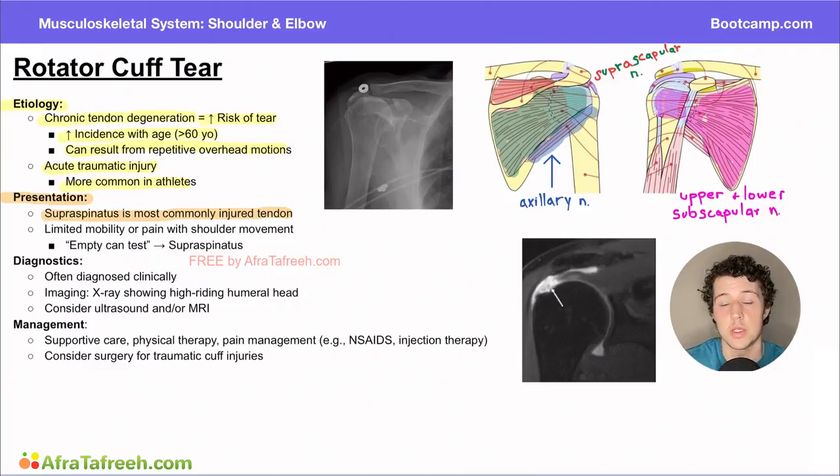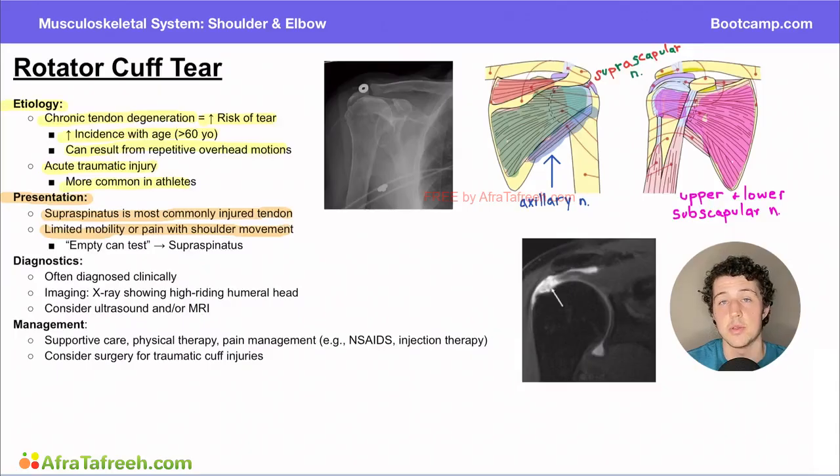In patients with this injury, they will have limited mobility and pain with shoulder movement. Now in a patient with a more chronic tendon degeneration, this may be onset over weeks to months, and the mobility and pain may be more subtle, whereas a patient with an acute traumatic injury may present with more pain and a sudden change in the mobility of their shoulder.